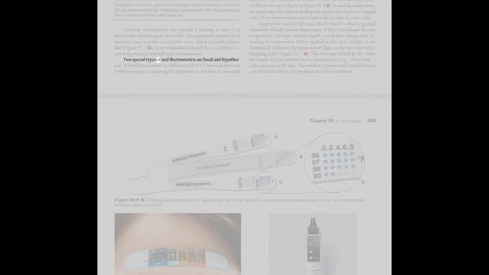Two special types of oral thermometers are basal and hypothermia. A basal thermometer is calibrated with 0.1 degrees Fahrenheit intervals and is for fertility purposes, indicating the temperature rise that is associated.